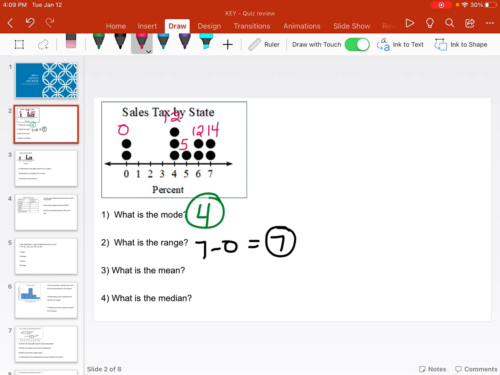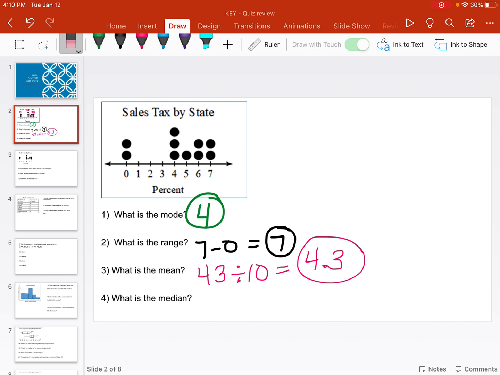I am getting 43, but then it's divided by how many numbers there are. So I see 1, 2, 3, 4, 5, 6, 7, 8, 9, 10 dots. So 43 divided by 10. Again, use your calculator, which is 4.3. It is totally fine for it to be a decimal. We'll ask you to round if it needs to.